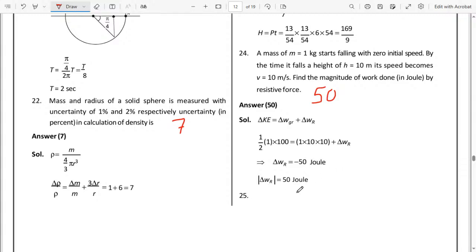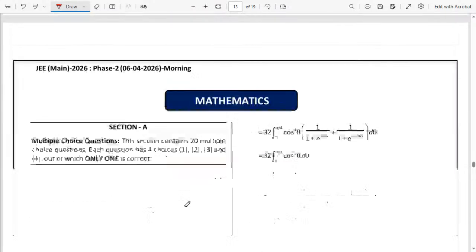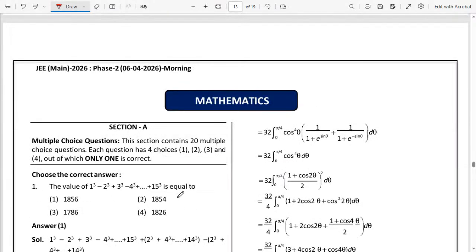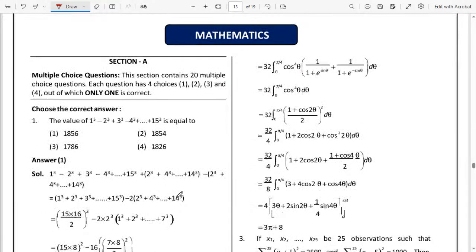Right? So yes, students, question number 25 is not obtained, so that is why question number 25 of physics is kept blank. Let us see mathematics of JEE Mains 2026 April 6th shift 1, that is morning session paper. Let us see mathematics. Yes, students, section A contains 20 multiple choice questions. Each question will have 4 options, that is 1, 2, 3 and 4 options, out of which only one option is going to be correct.